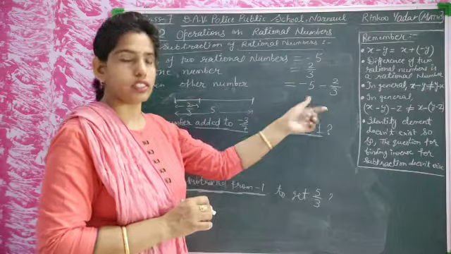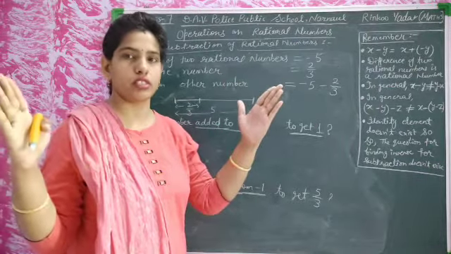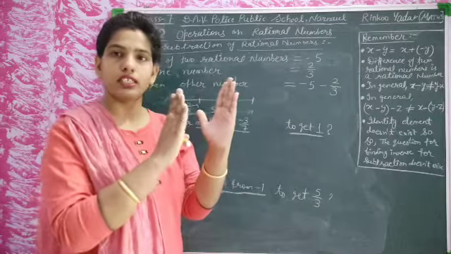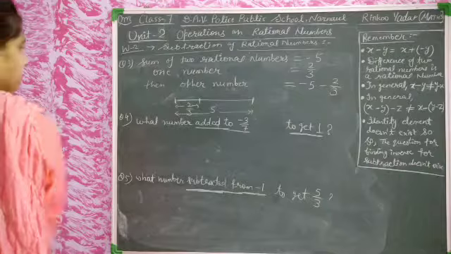Same here, doing like this. There is the sum of two rational numbers. The sum of two rational numbers becomes this. And one number is this, then what is the other number? We will do it here.